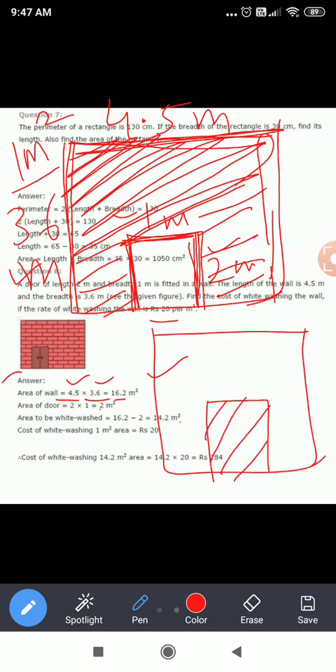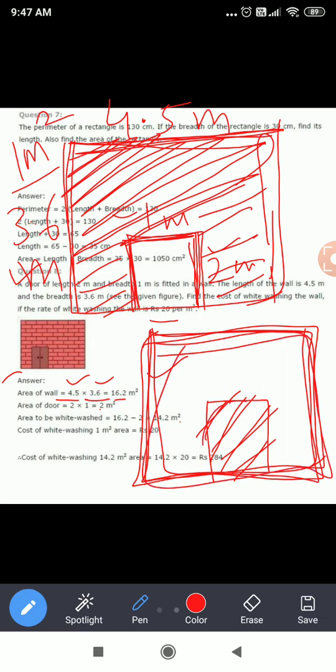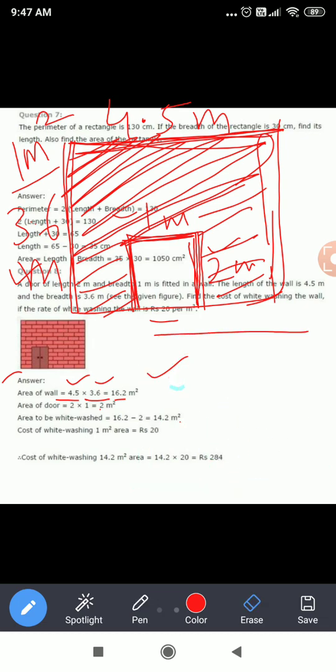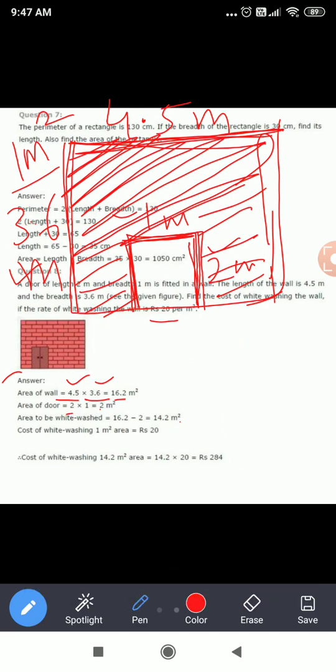door from the wall. The entire area of the wall we have got also includes the area of the door. Now, out of the entire wall, we have to remove the area of the door. So first we have to find the area of the door. Area of the door will be 2 into 1, because the length and breadth are 2 and 1. So 2 into 1 is 2 meter square.